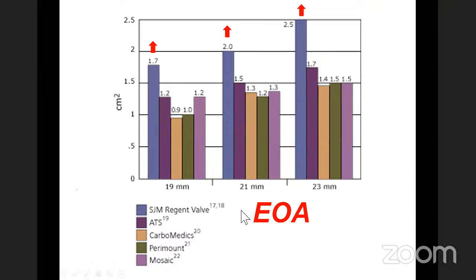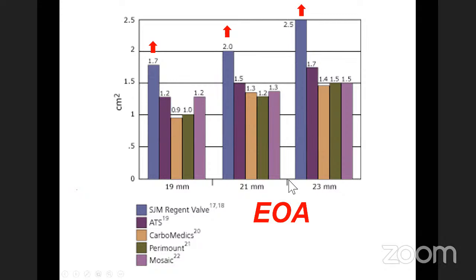This chart demonstrates the comparison of effective orifice area among different types of valves with different sizes. You can see here we have St. Jude and ATS, both are mechanical, and then Carbomedics, Paramount, and Mosaic are the tissue valves. You can notice St. Jude Regent has the largest effective orifice area among other types of valve in all sizes. Here, St. Jude Regent has 1.9, the highest in all, and in size 23, it's also the highest.